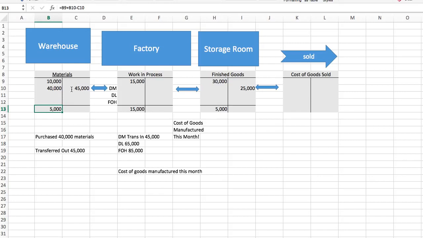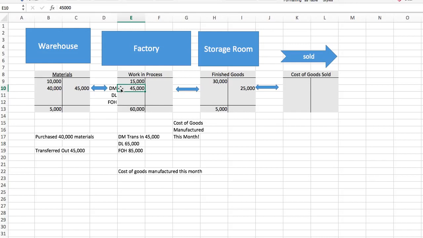And so when you transfer out materials from the warehouse, then you would actually debit work in process for that amount, $45,000 for those direct materials, and you would credit your materials account. Then we're going to look at the items in the factory. There's a beginning balance here of $15,000. That means that at the end of the month or at the end of the year, there was work in process. There were products in the factory that were not 100% complete. So that is not unusual. So you have a beginning balance of work in process.